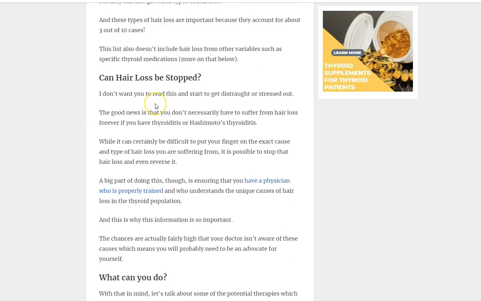So before we talk about what you can do and what type of treatments are available, I want to answer this general question. And that question is, can hair loss be stopped? And is it possible for you to grow your hair back? And the answer to that is almost certainly yes in the majority of cases.